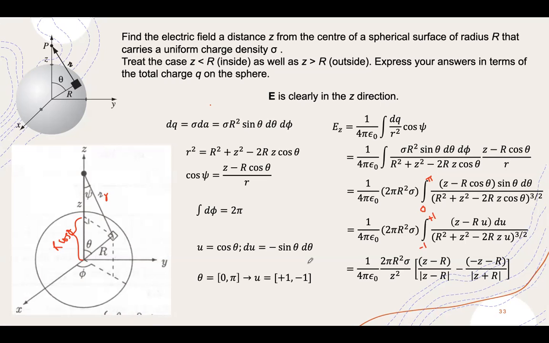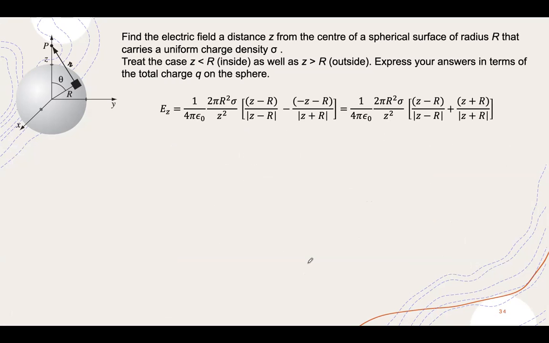Very good. Okay, then let me write this whole thing all together and try to make it in a very simple form. So Ez is now this expression, and then you calculate this minus minus plus, so you can have this value. Now we have to work out these cases, inside and outside, and we have to finally express the terms in terms of the total charge Q of the sphere.